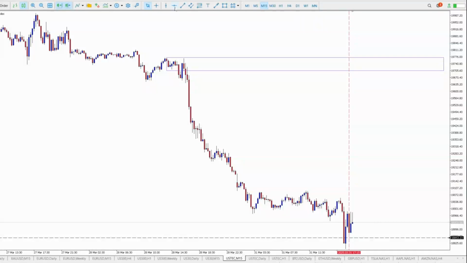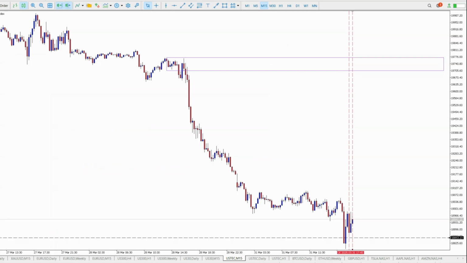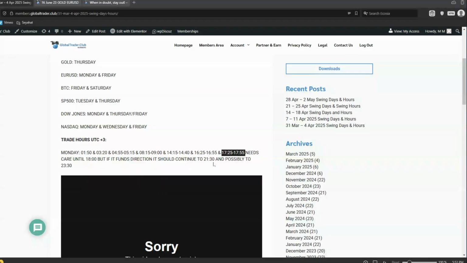Okay, so 5:25, that's 5:55 is right on this bar, and the other hours need care until 6 o'clock, so I need to be careful here until 6 o'clock. That's 6 o'clock here because this is a 15-minute chart. And then I'll add in the other hours as well. What have I said here? If it finds direction, it should continue to 9:30 and possibly to 11:30. So I have to be mindful.